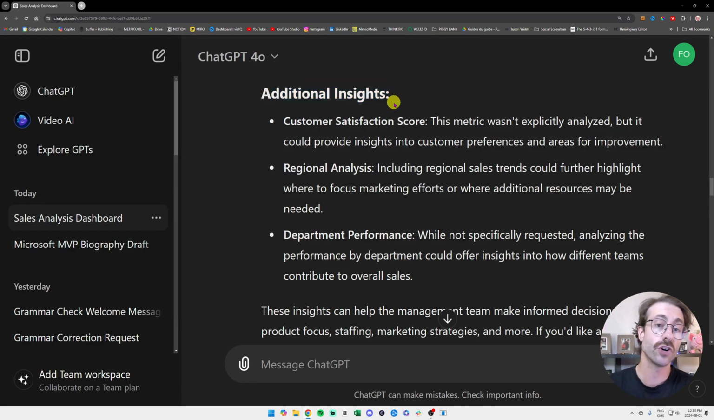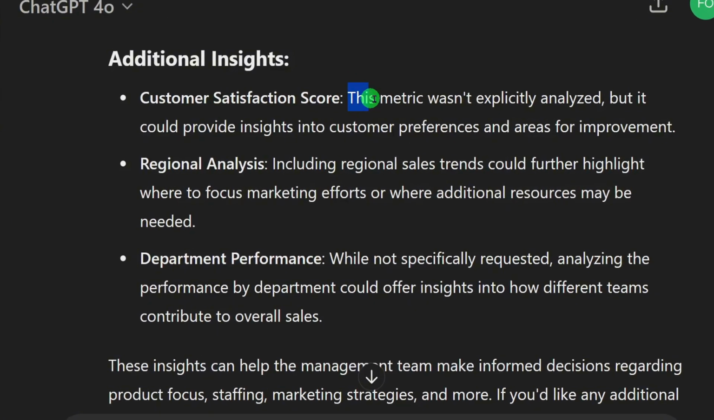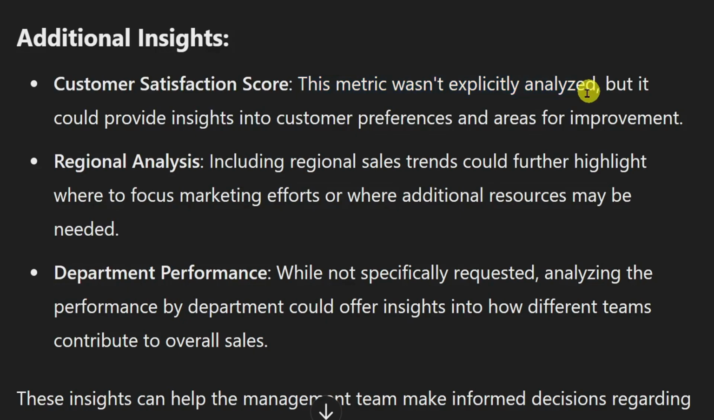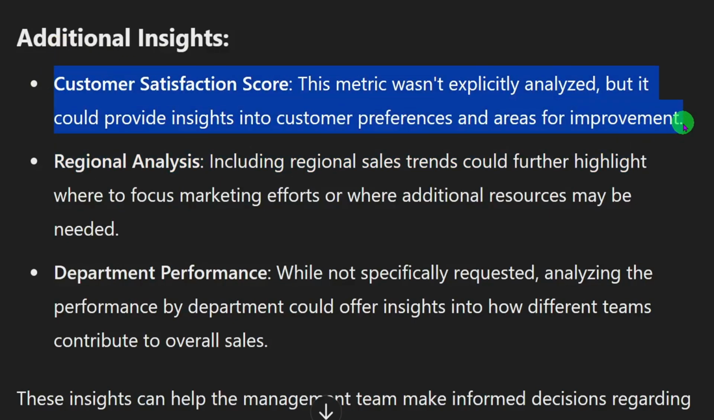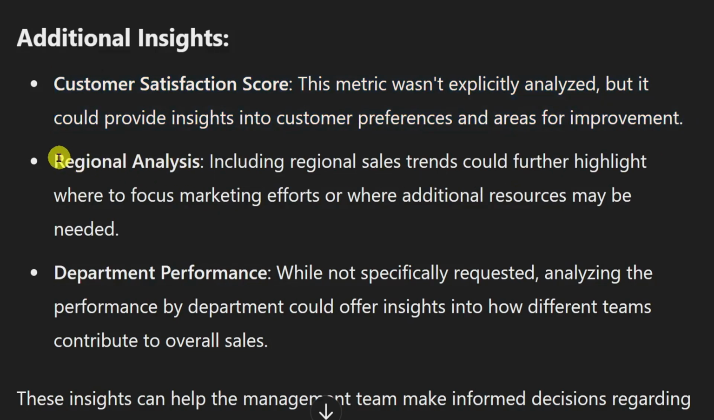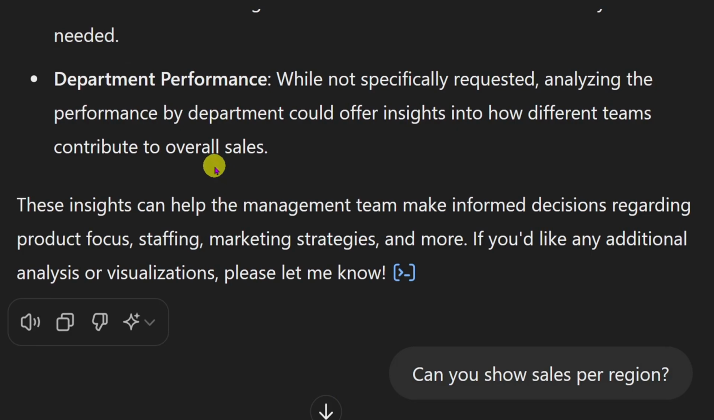So we didn't see any chart about the customer satisfaction score, which was in our data set. And it tells me that this metric wasn't explicitly analyzed, but it could provide insights into customer preferences and areas for improvement. We could go ahead and prompt ChatGPT to give me more information about this. It talked about the regional analysis and the department performance, that they are two extra variables that we could analyze. It tells me something really generic here, that these insights can help the management team make more informed decisions, but it doesn't tell me anything specific to do, any area we could explore.